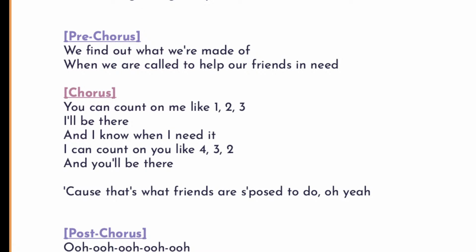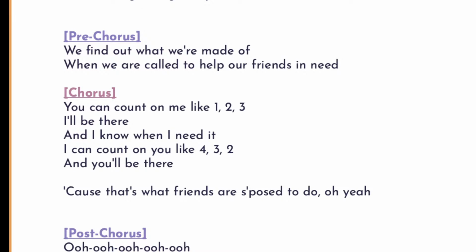You can count on me like 1, 2, 3, I'll be there. Right? So these are the first two lines. You can count on me like, na na na na na na na na na. So it goes up, it's like climbing up and then coming back down and climbing back up again, right? So you can count on me like 1, 2, 3, and I'll be there. I'll be there.